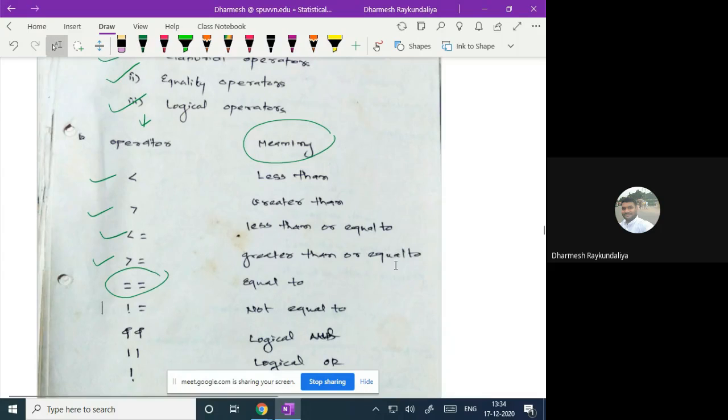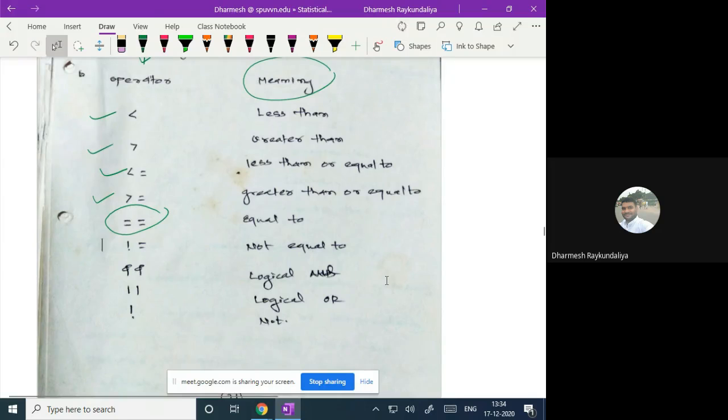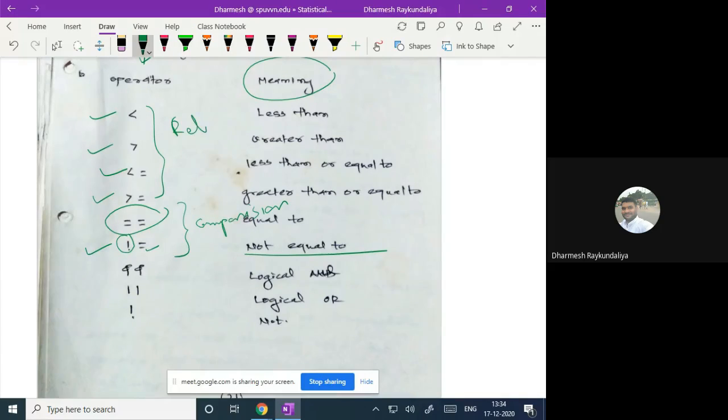If I wish to compare two variables, whether x equals y or not, to compare the value of two variables or identifiers, I have to use this equal to. This is for negation, meaning not, and when you write the equal to with that, it is called not equal to. So these two are comparison operators. These are relational operators.